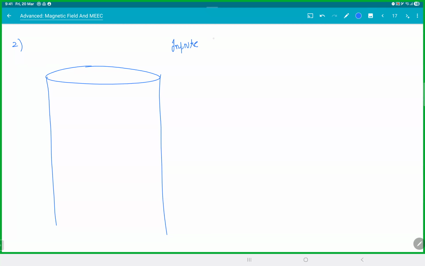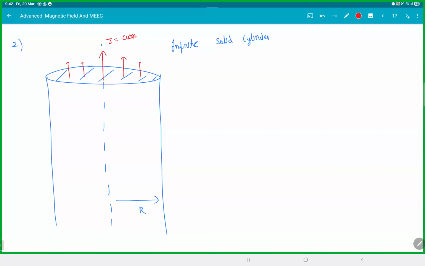So we have an infinite solid cylinder. The radius is capital R. J is the current density. So current is flowing everywhere. It's a solid one.